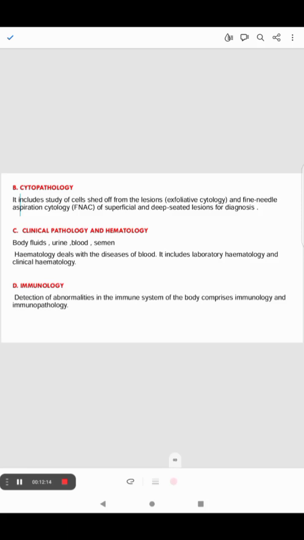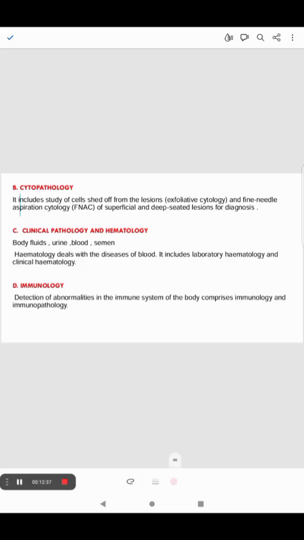Next is clinical pathology and hematology. There will be overlapping in this and they can be included together. As we all know, hematology means something related to blood, laboratory hematology, and clinical pathology will include the body fluids. Different body fluids are there: pleural, peritoneal, all those things, urine, then semen, all these are included under clinical pathology.